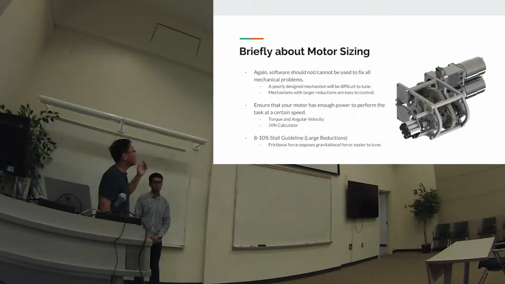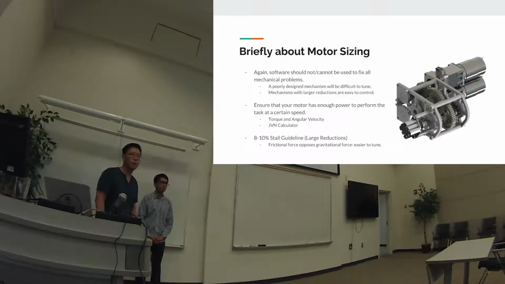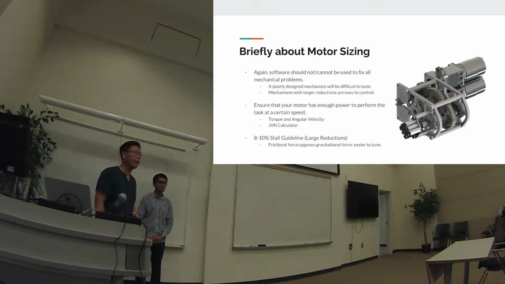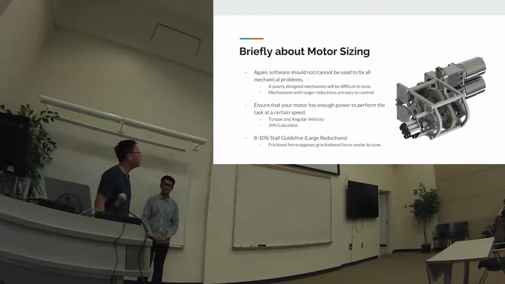So what we suggest is you find the power specifications of your motor and ensure that it has enough torque to operate your mechanism at a certain speed. And then you can use the JVN calculator to do that. If you haven't heard of that, it's just a calculator you can get online. You can search it and it'll pop up. And that just allows you to size your system.